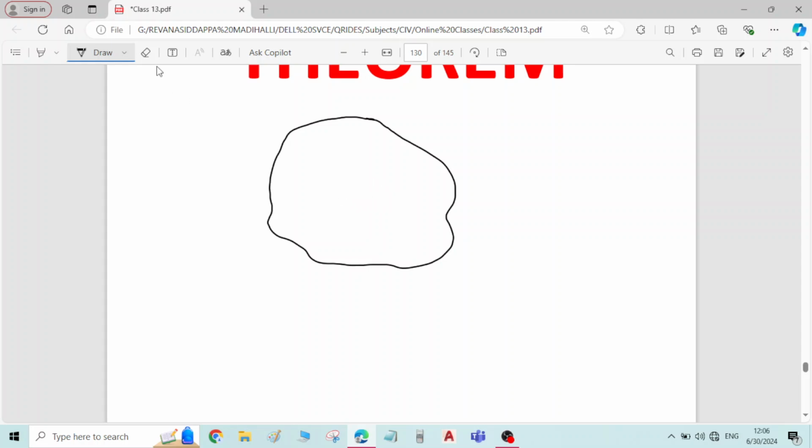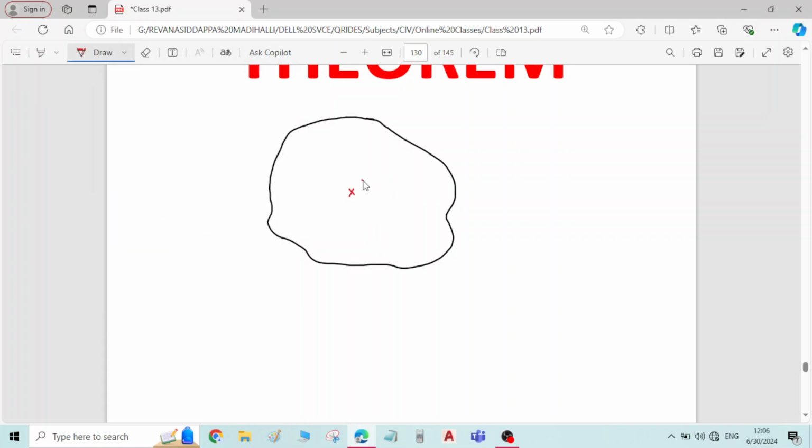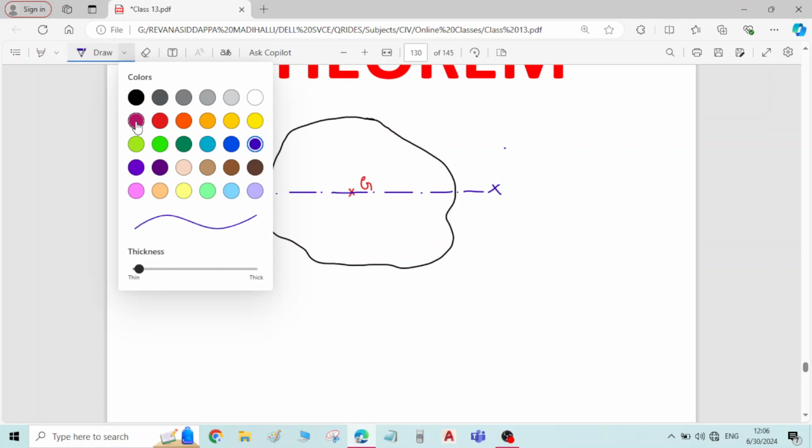Let G be the centroid of that plane area, and xx is the axis passing through the centroid of the plane area.